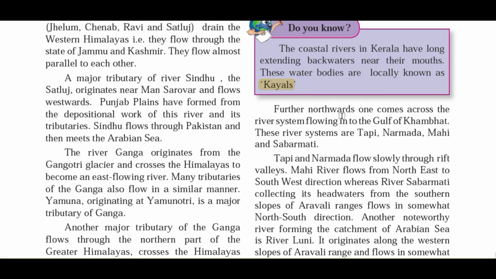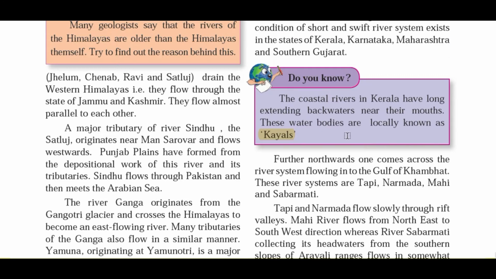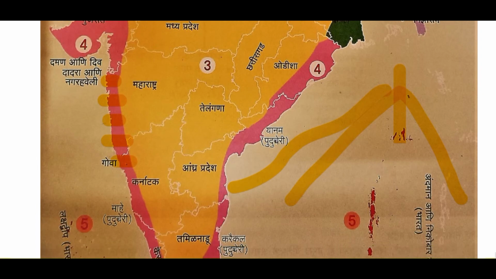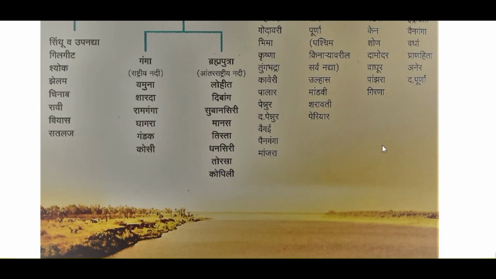Further northwards, one comes across the rivers flowing into the Gulf of Khambat. These rivers are Tapi, Narmada, Mahi, and Sabarmati. So we have already discussed the west flowing rivers. Now let us discuss another group of west flowing rivers over here.